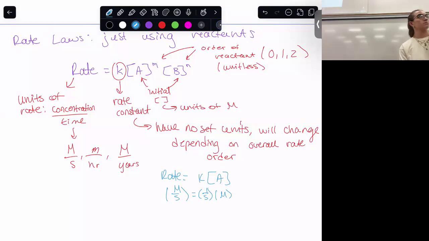You could also write seconds to the negative one. That's perfect. It's really just your preference. Sometimes exponents get weird.